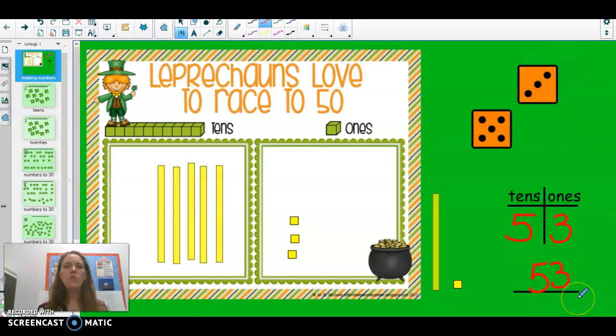53. So the whole point today was to be talking about why we put those numbers in that order. Because we have our tens and then our ones. Our tens are always to the left and our ones are always to the right.